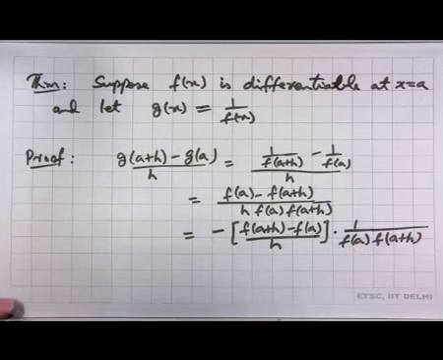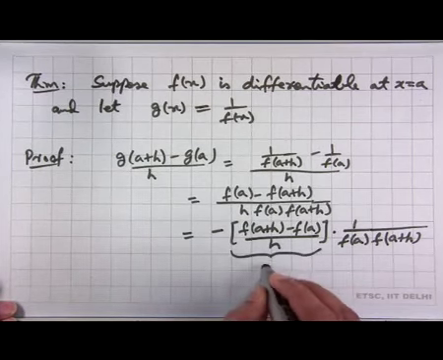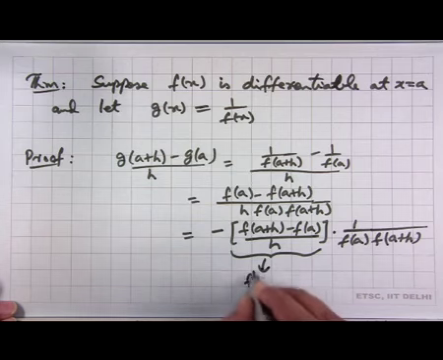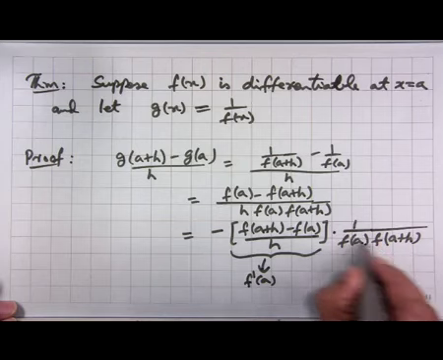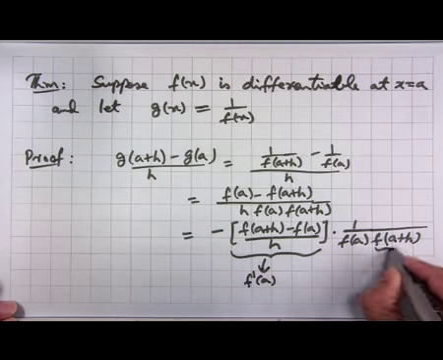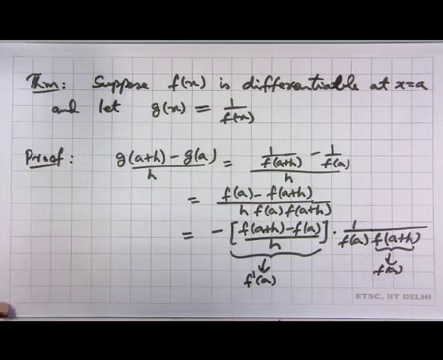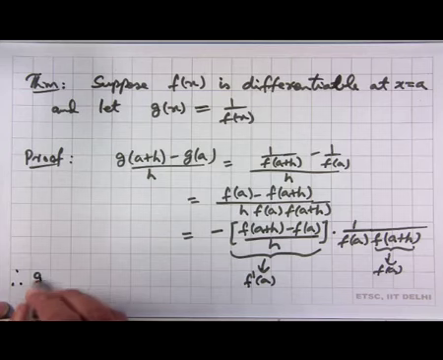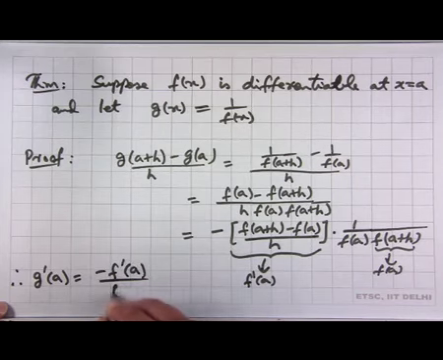Now, let us see if the limit exists. What we know is that this limit, f of a plus h minus f of a by h, approaches f prime a, and here I have 1 by f of a times f of a plus h. So, this f of a plus h approaches f of a. So, what we get is that, therefore, the limit g prime a is equal to minus f prime a divided by f of a squared.